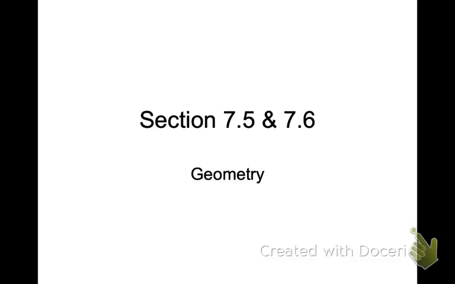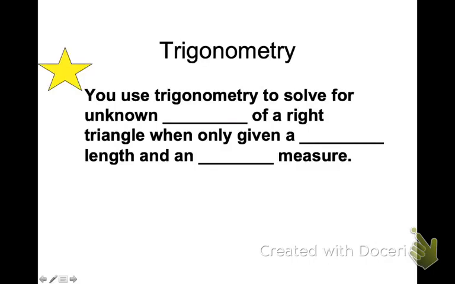Unknown sides, when you're given 2 of the 3 sides, you can just use a squared plus b squared equals c squared. Well, what happens if you don't know 2 of the sides and you only know 1 of the sides, and maybe you know 1 of the angles? So you use trigonometry to solve for unknown sides of a triangle when only given a side length and an angle measure.